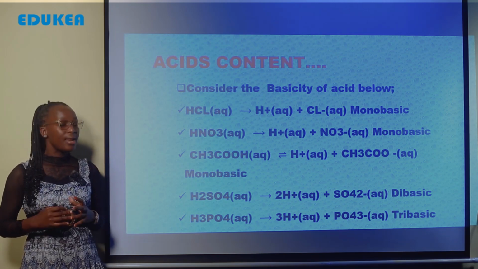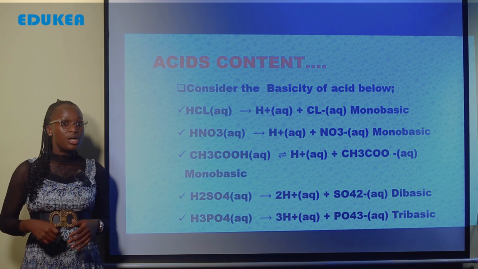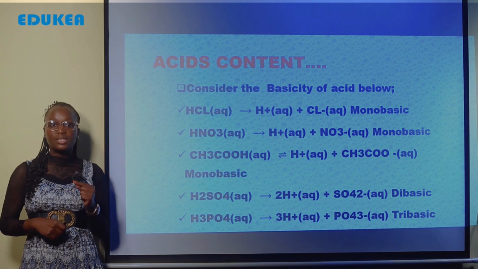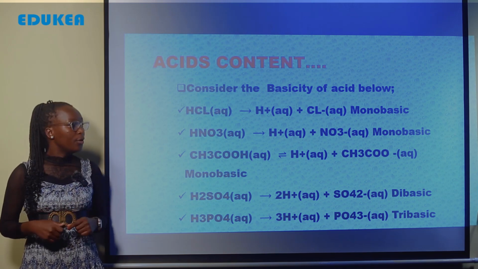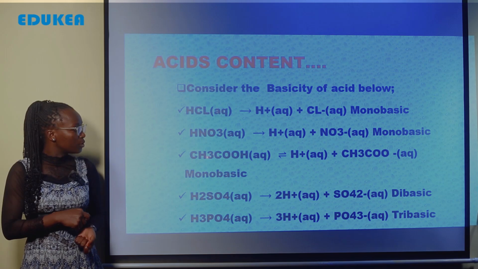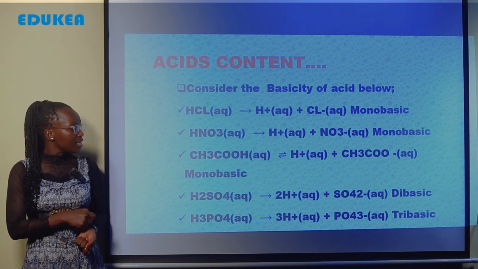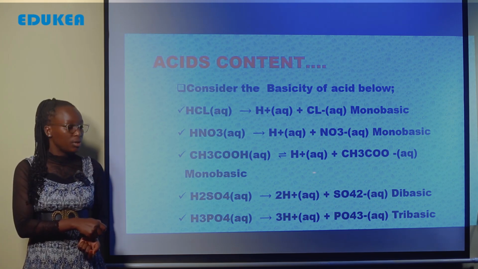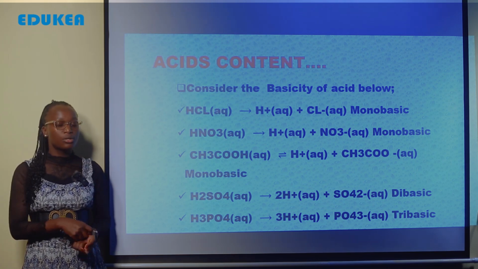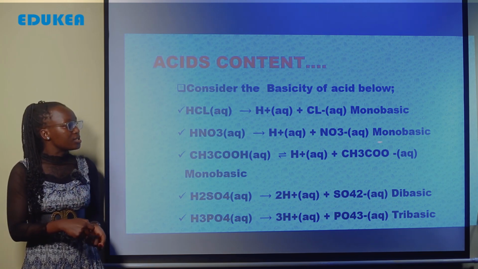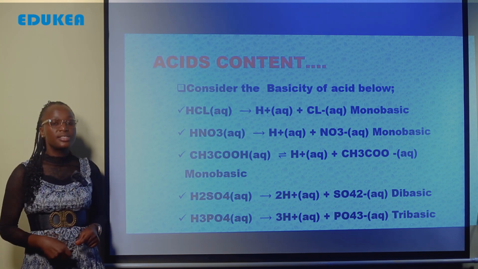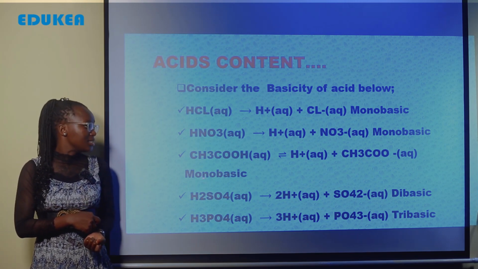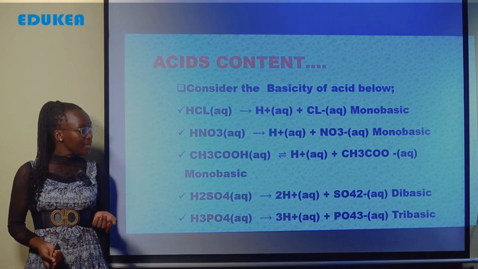So here the number of hydrogen atoms in this molecule is 1. That's why the basicity of this acid is called monobasic. Same applies to this acetic acid. This acetic acid is a weak acid, where it dissociates partially in water, and it gives the hydrogen ion, which is a positive charge ion, and it gives the acetate ions, which is a negative charge ion. And you can see the basicity of this compound is monobasic also. Why monobasic? Because the number of hydrogen atoms per molecule is equal to 1.